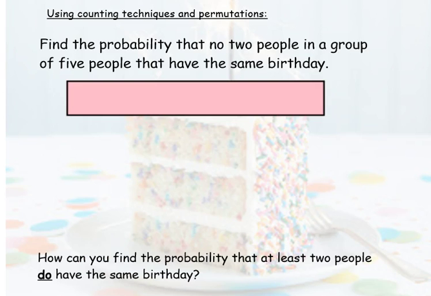So we can also use the counting techniques and permutations that we just learned when we're trying to find probabilities. If we want to find the probability that no two people in a group of 5 have the same birthday, well, first we need to think about what that probability is going to look like. What is a favorable outcome for this? Well, we don't want anyone to have the same birthday, which means we want 5 different birthdays. Then what is the total outcomes? Well, that's all of the possible birthdays they could have.